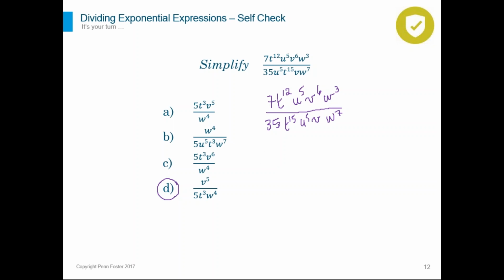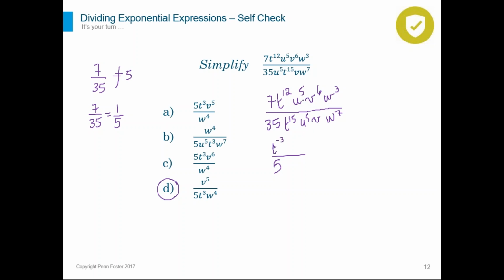7 over 35 does not equal 5. 7 over 35 equals 1 over 5. So in my answer, I'm going to have a division sign. 1 is there. I'm not going to write that. It's algebra. I'm just going to skip the 1 and write the 5 on the bottom. Now the variables. I have t and t. 12 minus 15 is 3, but it is 12 minus 15, so it's a negative 3. So I'm going to have a t to the negative 3 here.